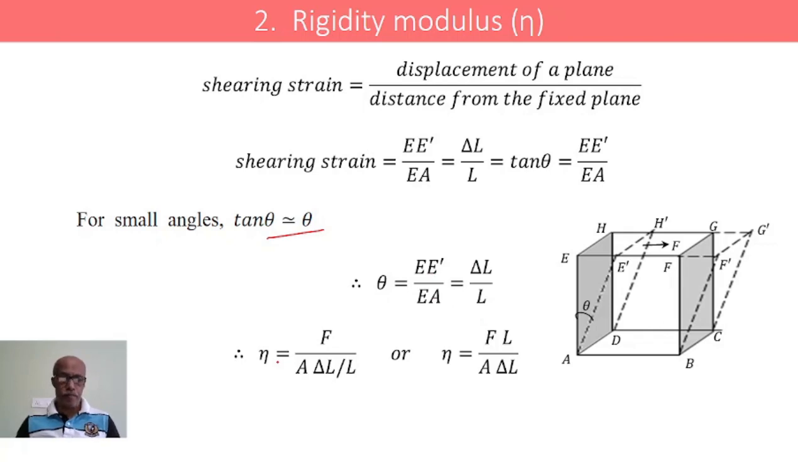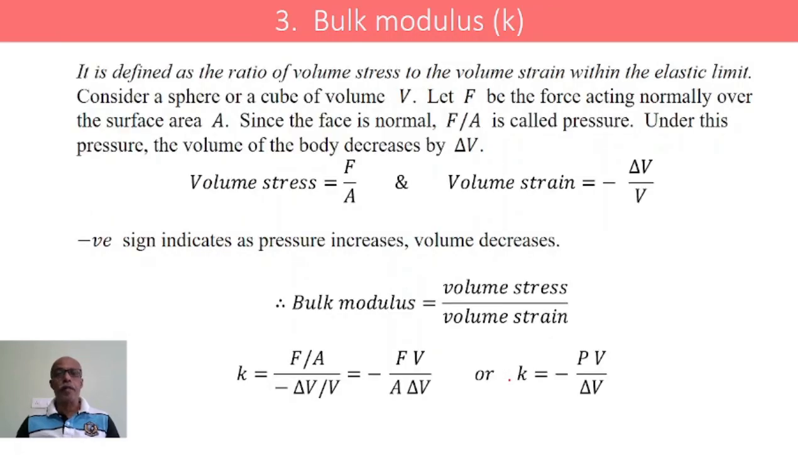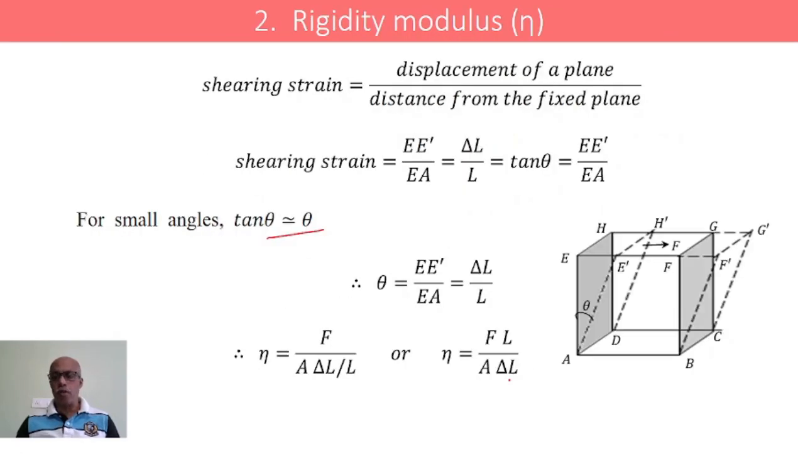Therefore, eta becomes F by A into theta, that is F by A into delta L by L, or it is FL by A delta L. And this is about the rigidity modulus.